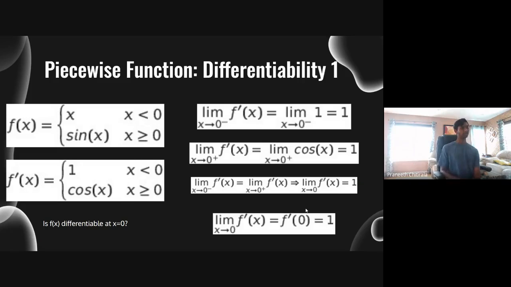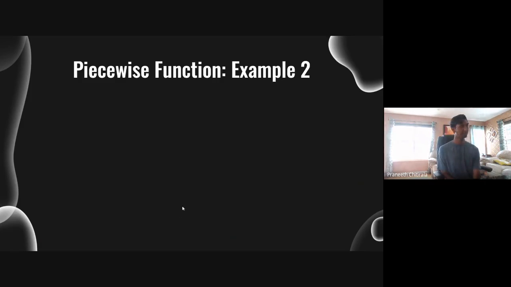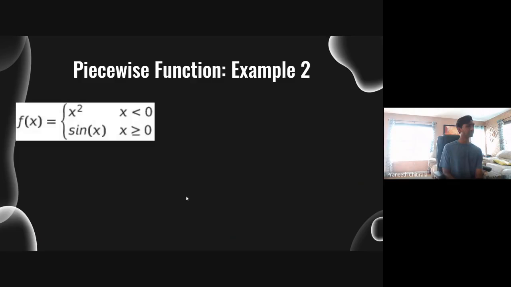So therefore, the limit as x approaches 0 of f prime of x is equal to f prime of 0 itself, which is equal to 1. And therefore, f prime of x is continuous at x equals 0, and thus f of x is differentiable at x equals 0. So that's a yes. Now let's look at this function right here.